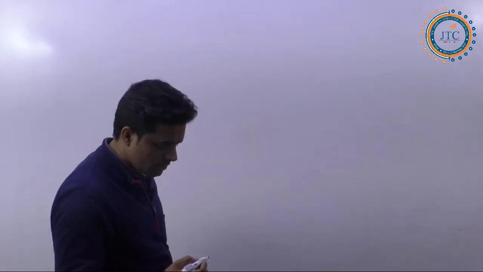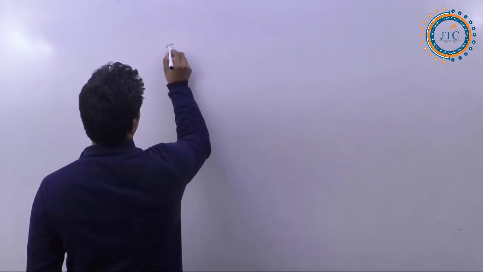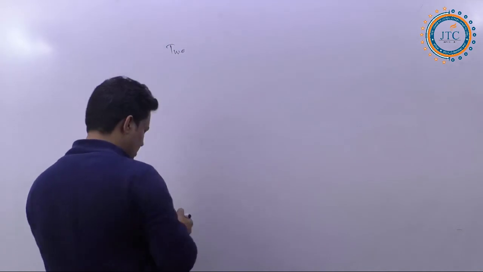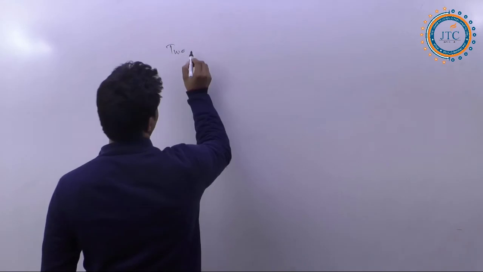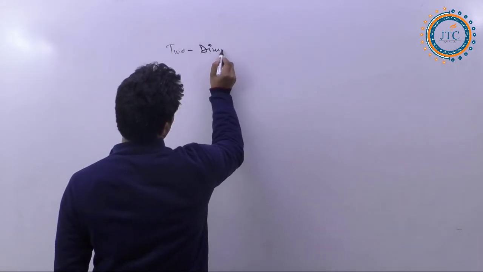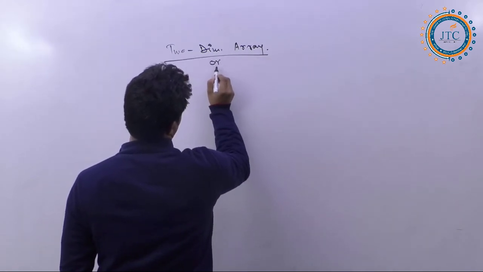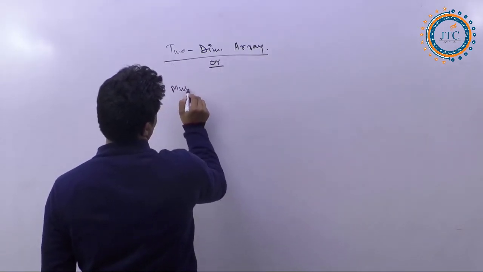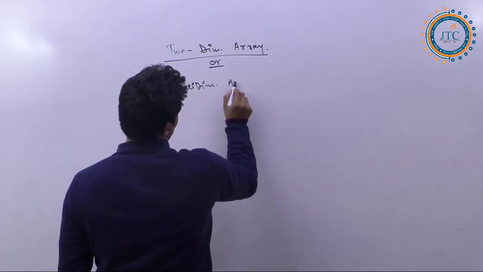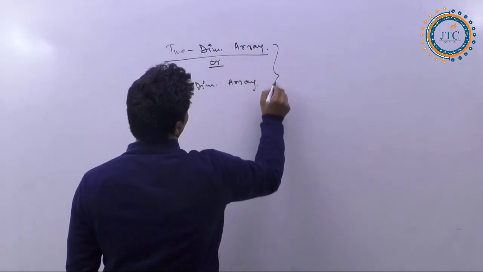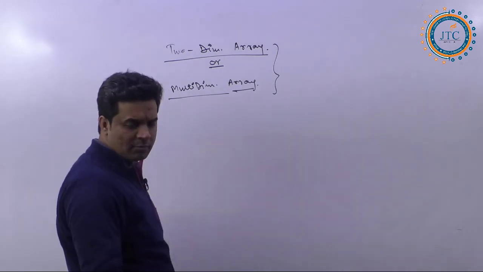Two-dimensional array. Well, I am writing here the two-dimensional array. See, two-dimensional array we are talking about. Or you can say that it is the multi-dimension array. One is the two-dimension array, or you can say that it is the multi-dimension array.